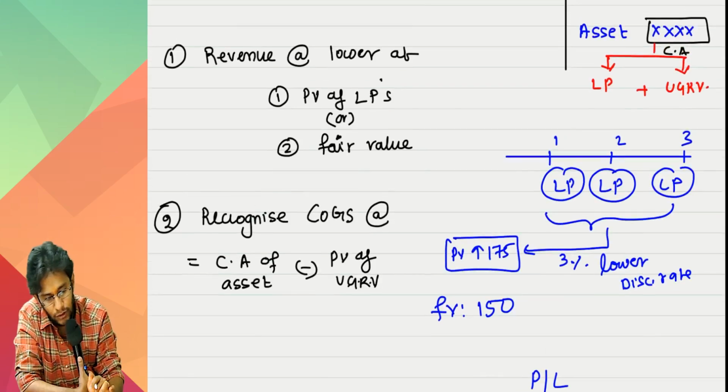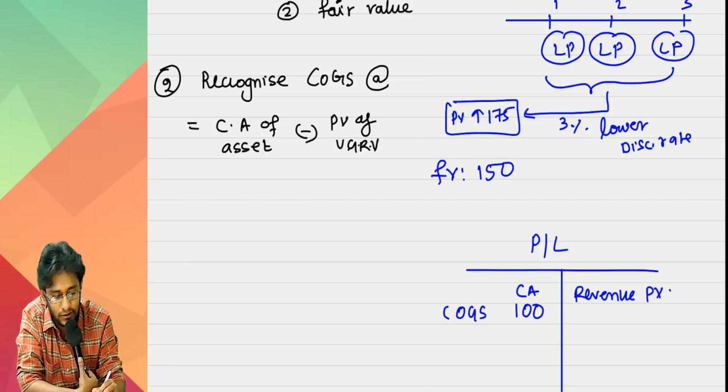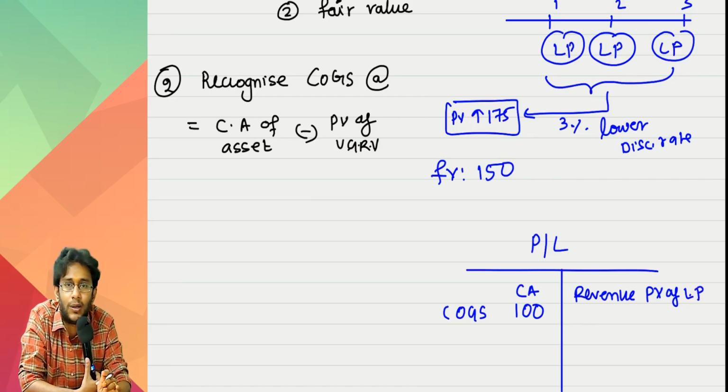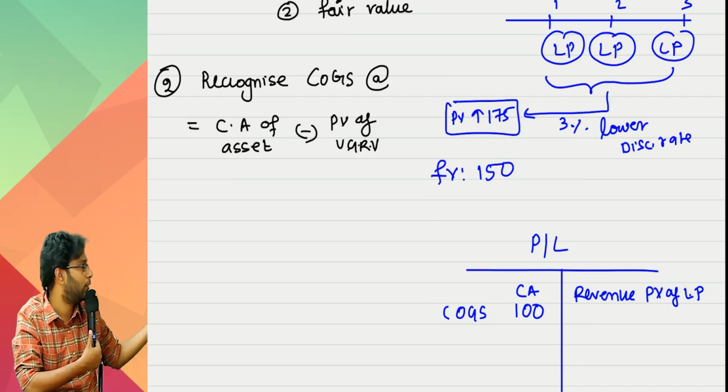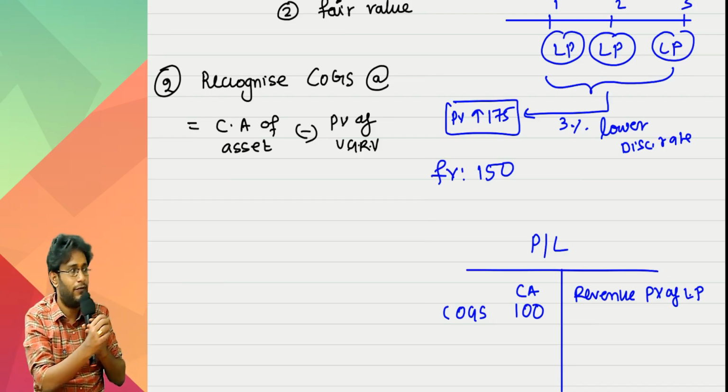But the revenue which you recognized on the right side was not representing completely, it was representing only PV of LP. It was not representing PV of UGRV. Why was it not representing? Because the lessee is not going to pay you the UGRV. Lessee will pay only to the extent of PV of LP. So the debtor you can debit only with PV of LP. What he cannot pay, why will you debit with that? So PV of LP I recorded.